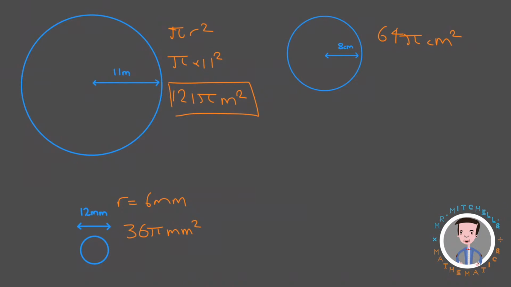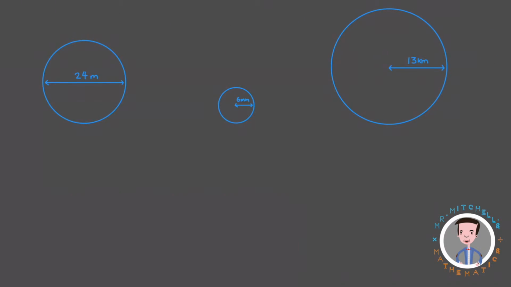So I hope you got those 3 questions correct. Don't worry if you didn't. We're now going to give you 3 new examples for you to try on your own. Have a go at solving the area of these 3 circles, and in a few moments I'll give you the correct answer. Best of luck.